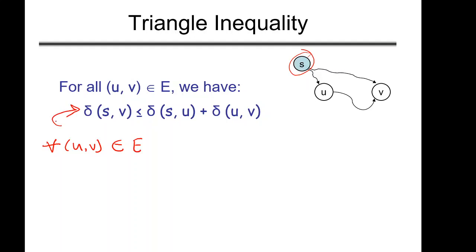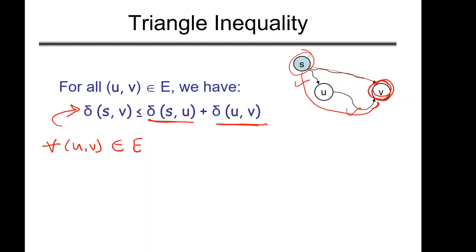What is this property? It says the shortest path from S to V is always less than any other path you can take. What is this other path? You can find the shortest path between S and U, and then the shortest path between U and V. When you add them up, the shortest path weight written here is always less than or equal to that sum.